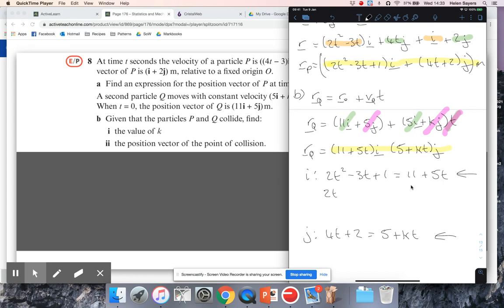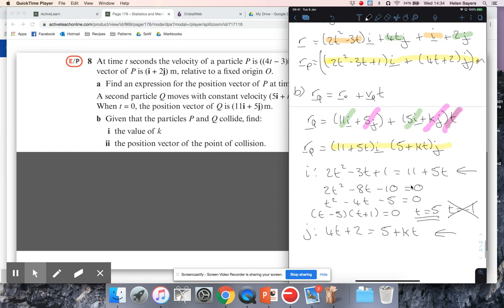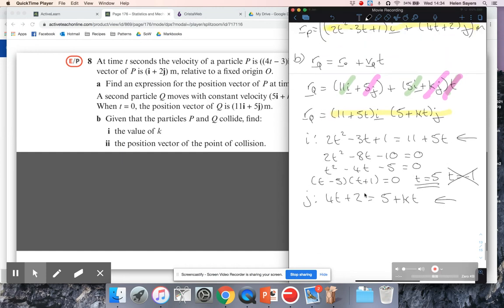So I'm just solving a quadratic here, so let's make it all equal 0. Let's cancel 3 by 2. I've just about left myself enough space, so t minus 5 and t plus 1. So t is 5, t is minus 1 is a solution, but obviously not valid in this case. So they collide when t is 5 because they're not asking do they collide, they've told me that they do.